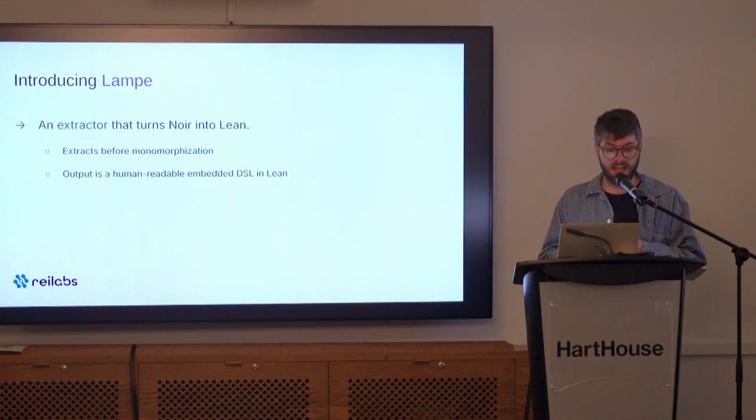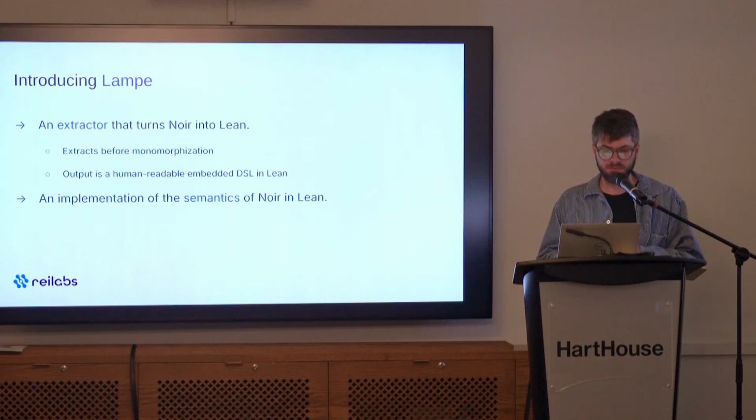The output of the extractor is a human-readable DSL in Lean. This is important because you want to make sure that the extractor isn't doing anything crazy. I'll show you an example in a bit, but it should mirror very closely what you've written in Noir. The expectation is you're not going to be writing very much of this DSL, but if you really wanted to, you could. You can reason about things on the Lean side and then go back to Noir. That's an interesting workflow that might be possible.